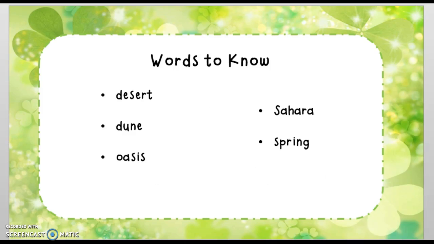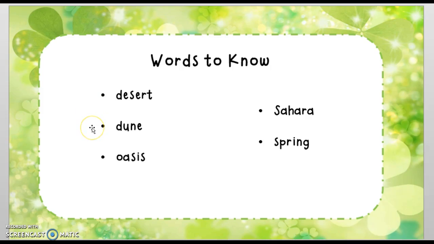Now, before we read our article, we are going to review some vocabulary words or words to know. These are words that you are going to see throughout the text. The first word is desert. A desert is a large area of land where there's little water, there is not very much rain, and there aren't many plants.